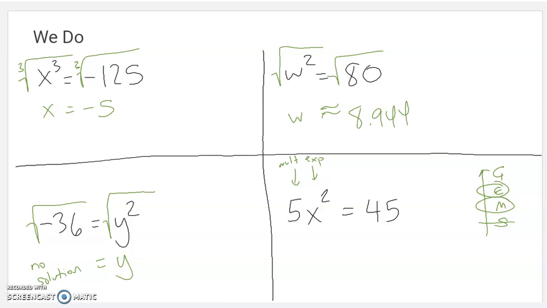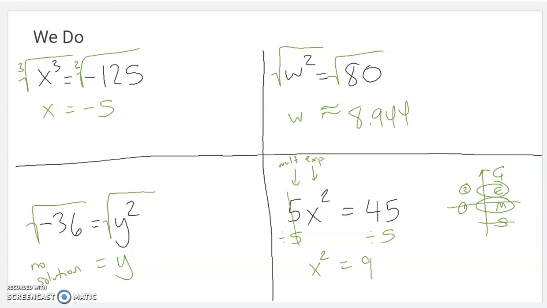So x is being multiplied by 5. Inverse of that is divide by 5, which is weird. We usually do that last in all the equations we've done before. But we deal with that first and that second in this case. So that's going to be 1. That just leaves me with the x squared, or 1x squared. 45 divided by 5 equals 9.